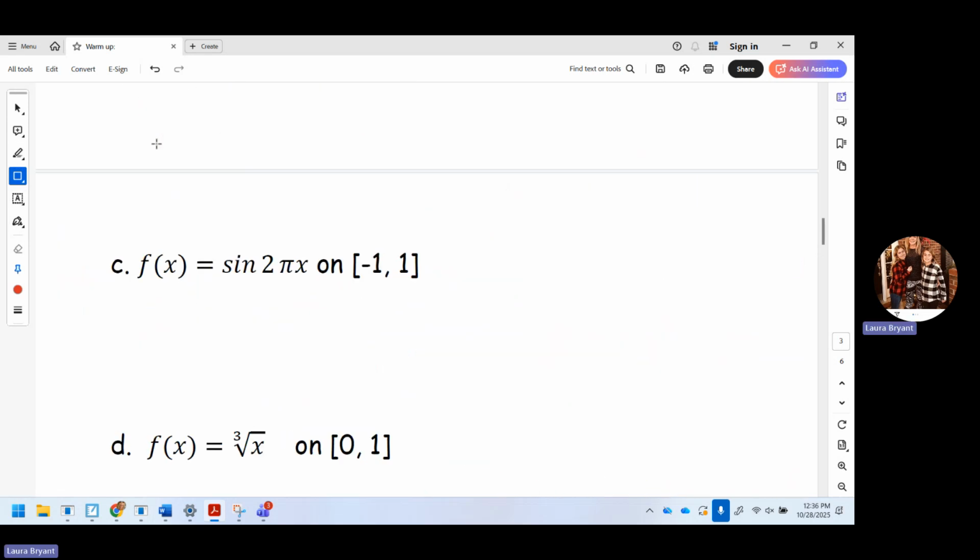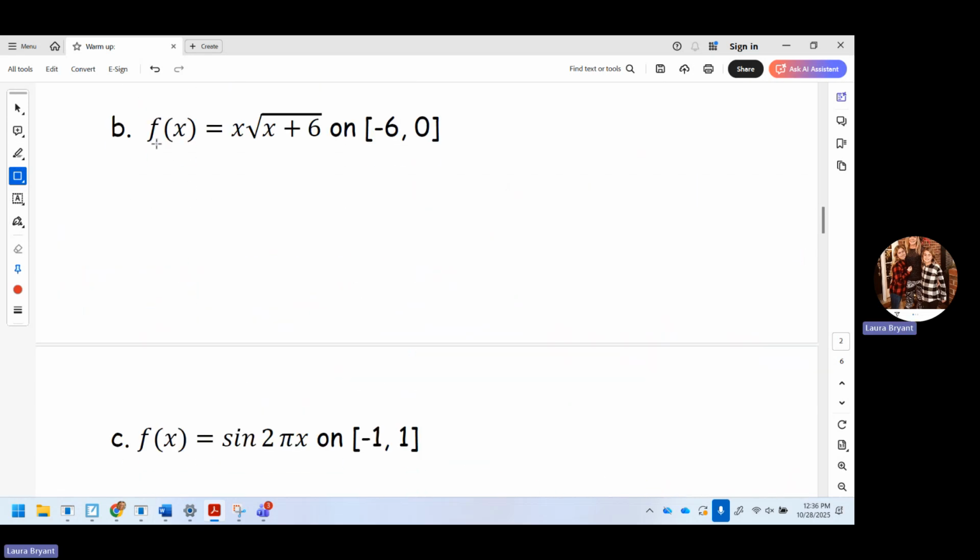Okay, let's go back and do the square root one. Yeah, we'll do square root and then cube root and then the trig one. Oh no, did I lose the scribble? Oh yeah, I gotta change it to this. Okay.